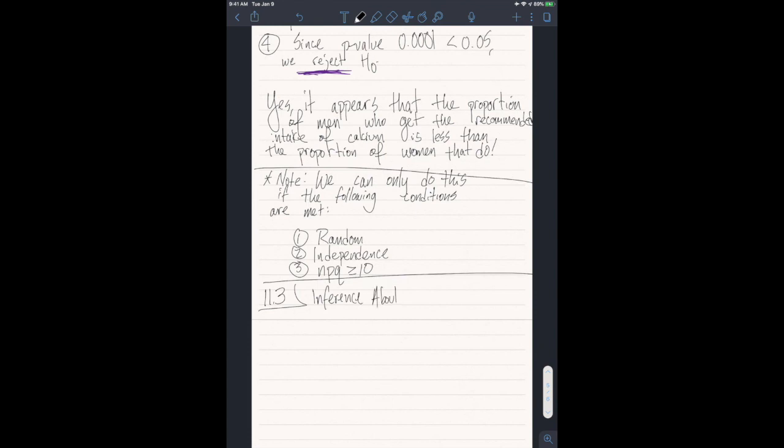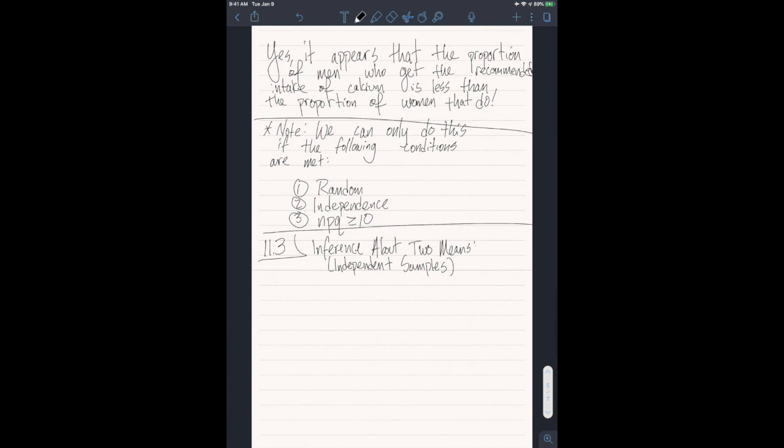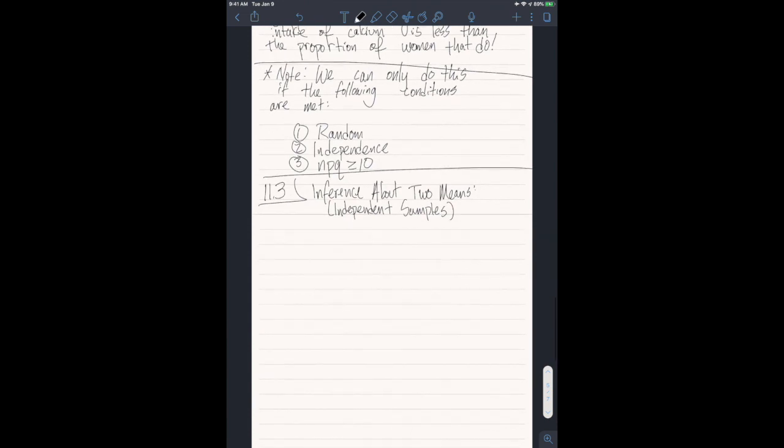about 2 means. And I need to mention these are independent samples. For means, if you have dependent samples, there is a way to do it if your participants in the sample affect one another. But we're just going to talk about independent for our purposes.